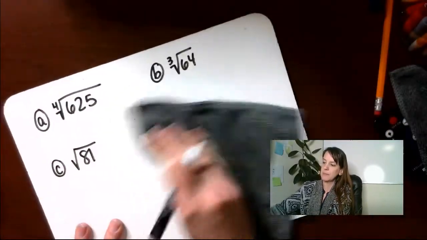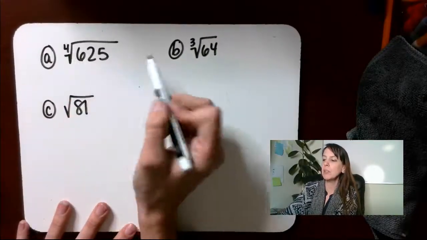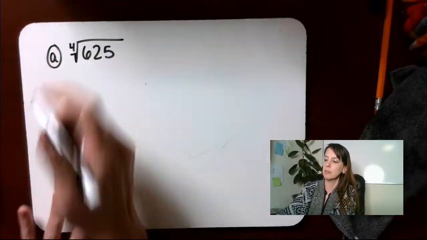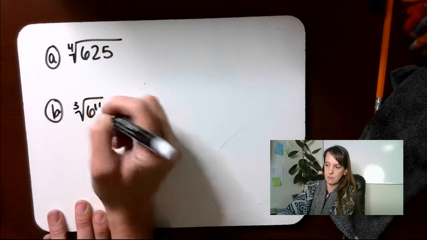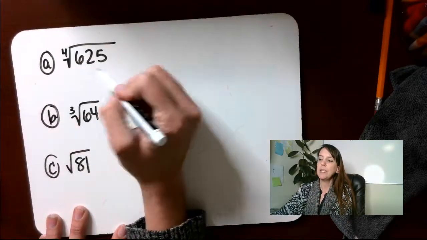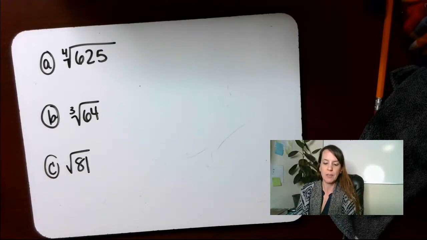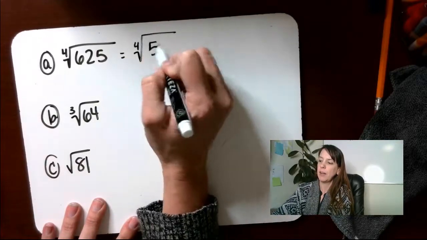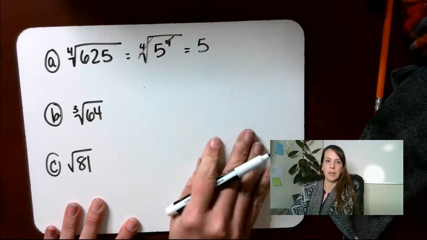I'll do D separately. All right, we need something to the fourth power. I wrote it all down and now I'm gonna run out of room. So B is the cube root of 64. C is the square root of 81. All right, we need something to the fourth power that gives us 625. Well, we know 5 to the fourth power gives us 625. So we're gonna say the fourth root of 5 to the fourth power. This cancels out with this, and I'm left with 5, okay?